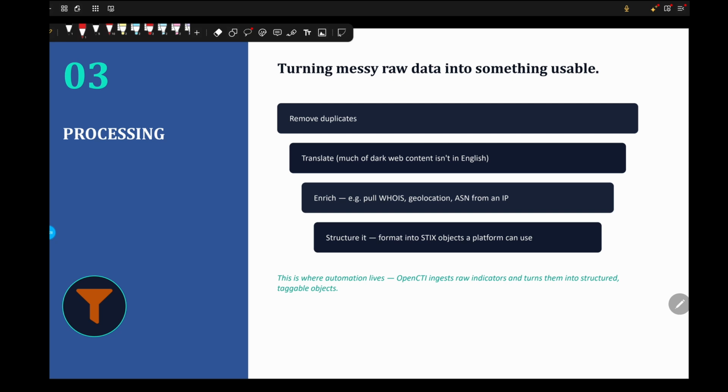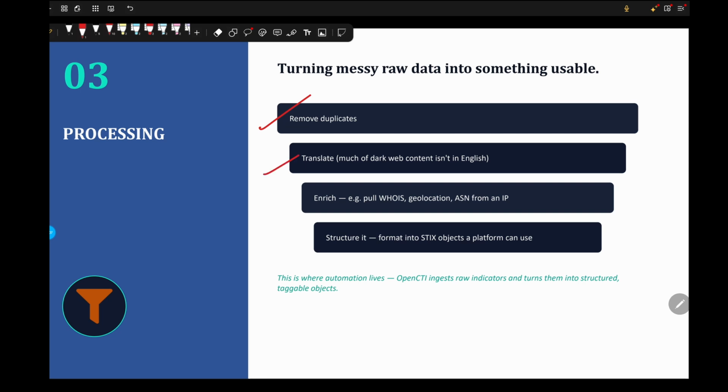Processing means, basically, you have to remove the duplicates, because you collect the intel from various sources, right? Like maybe from AlienVault, IBM X-Force, or maybe from Intel 471, DTM, or SOCRadar, whichever sources you collect from. There are chances that you collect the same information from all these sources. So you need to remove the duplicates before you move further. Otherwise you may end up analyzing the same information again and again. So it's important to remove the duplicates.